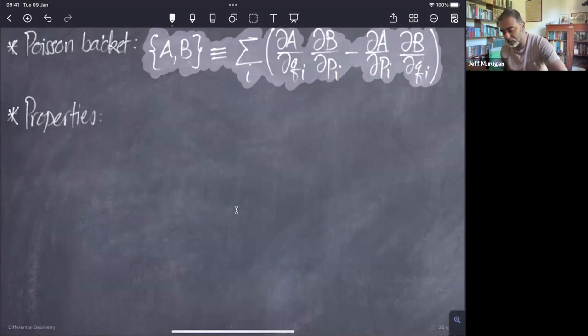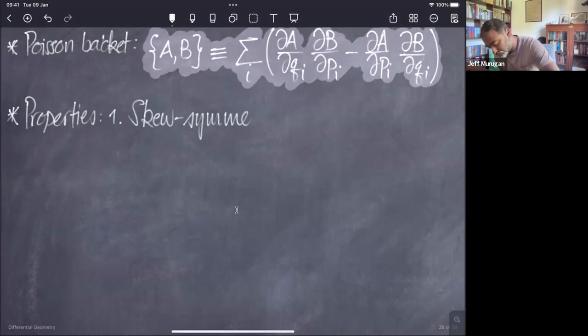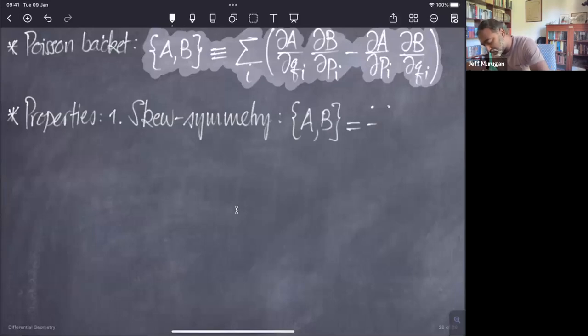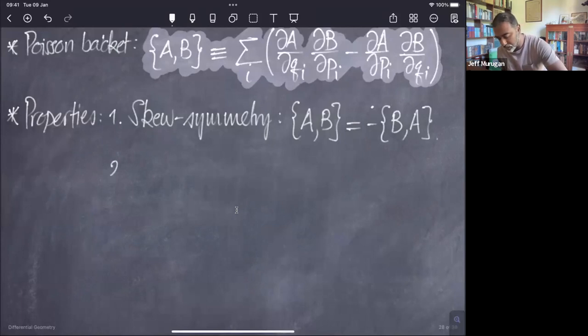So some of the properties of the Poisson bracket are as follows. Clearly, by construction, by which I mean this minus sign here, the Poisson bracket is skew symmetric. So skew symmetry is 1. In other words, A bracket B is minus B bracket A. The next thing that's easy enough to show, essentially using the linear property of the partial derivative, is that the Poisson bracket is linear.